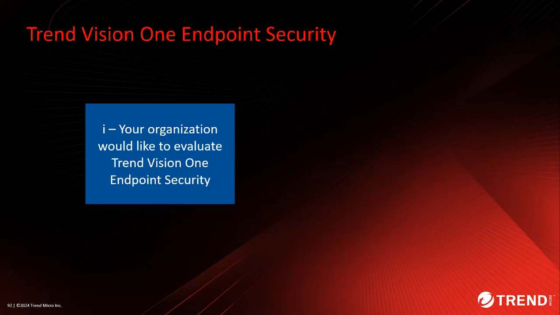So in the second scenario, the organization is currently using Apex One as a Service and is considering a transition to Vision One. The primary motivation for this move is to consolidate systems. So instead of managing separate console environments, everything would be unified under one platform. However, they want to conduct a test first to ensure it meets their needs.